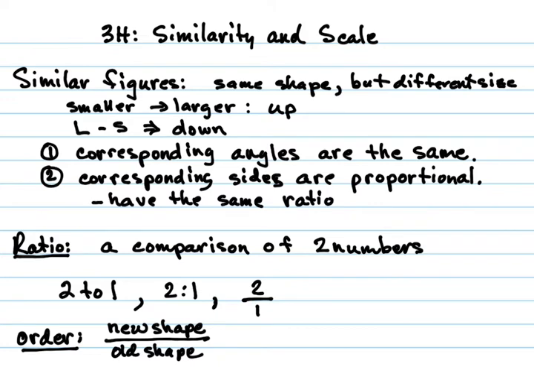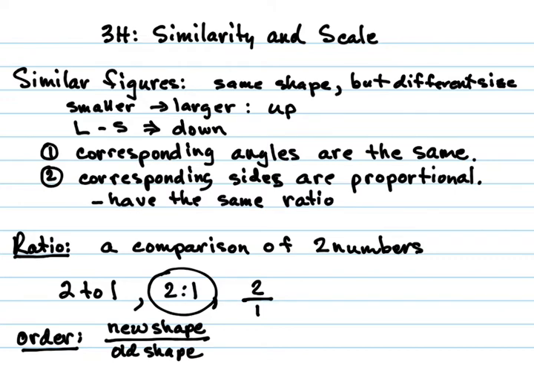Everything is based on the old one, or the original shape. And the new one is always going to be in your numerator. Okay? You've got to make sure that you get them in the proper order, or it won't work. All right? Now, if it's given to you, say like this, as 2 to 1, then the first number goes on top, the second number goes on bottom, right?